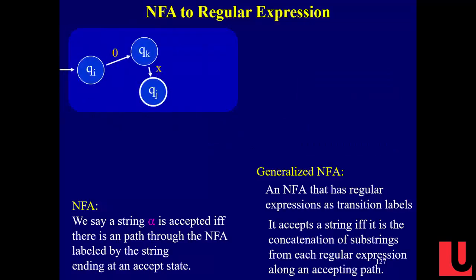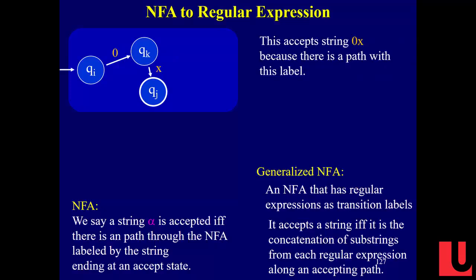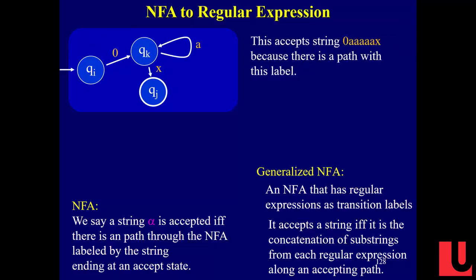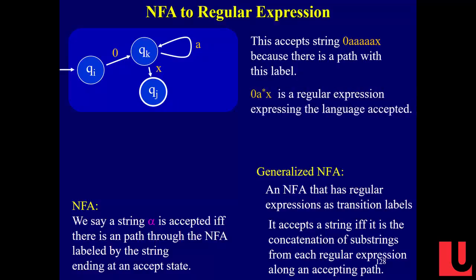All right. So here is a little bit of an NFA, and we want to say, what can we accept when we go from Qi to Qj? What we're in fact going to do is take the states and rip them out. So this is sort of an example. Going from Qi to Qj, it accepts 0x, because there's a path labeled 0x. And this one accepts 0A*x: you go 0, A star, x. That's what this thing accepts.